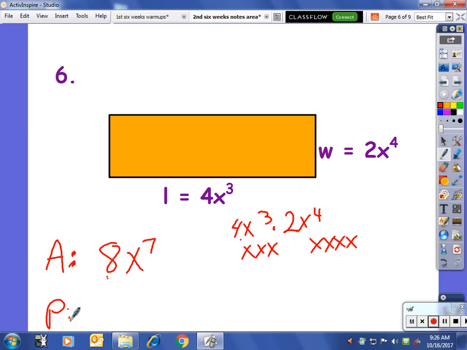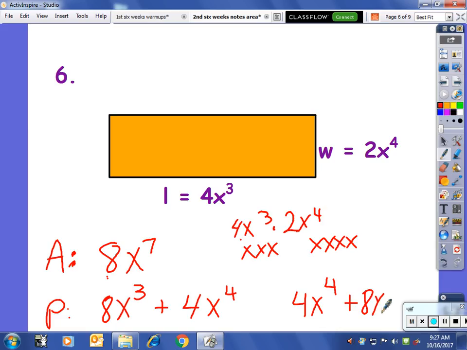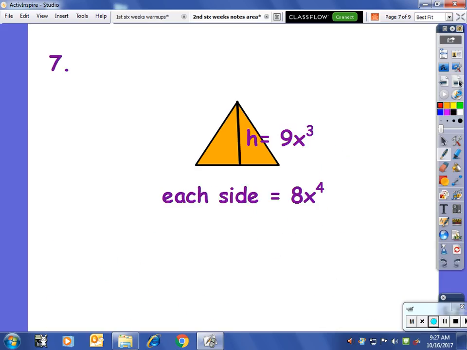All you're doing is adding like terms if there are like terms, and there should be some. So what's perimeter here? 8x to the... Oh, whoopsie, I'm looking at the 2's. 8x to the 3rd plus 4x to the 4th. And usually we like to write highest exponents first, so really it'll probably be written as 4x to the 4th plus 8x to the 3rd. It doesn't matter. Okay, and then how about a triangle for you?